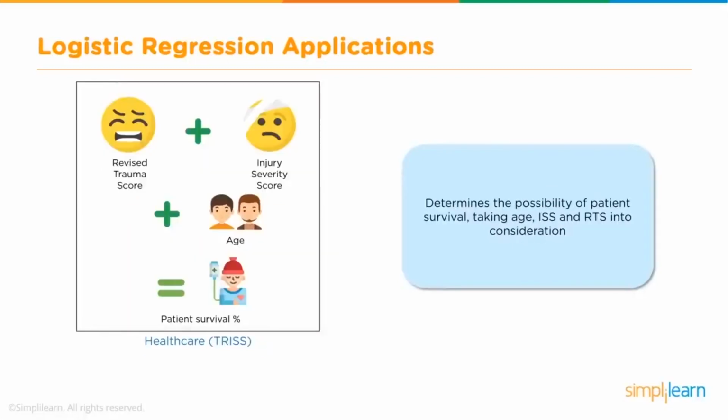In healthcare, logistic regression is used to find the survival rate of a patient. They take multiple parameters like trauma score and age and so on, and they try to predict the rate of survival.